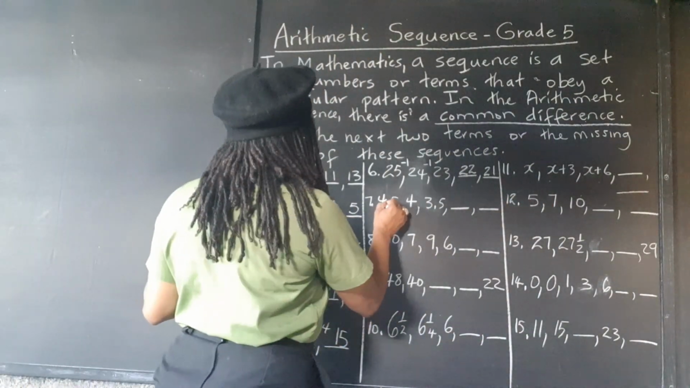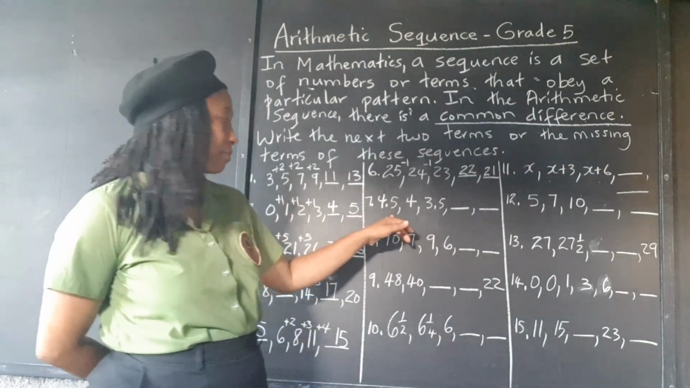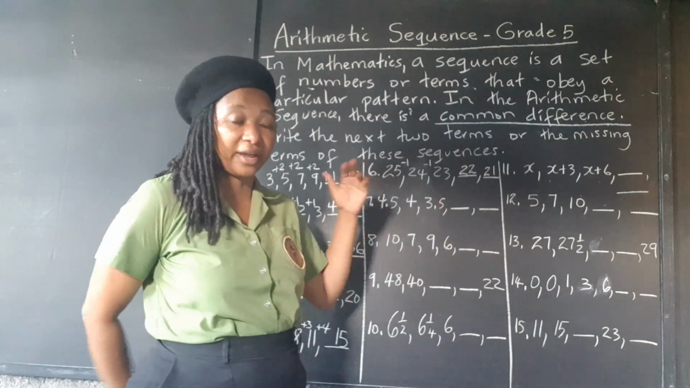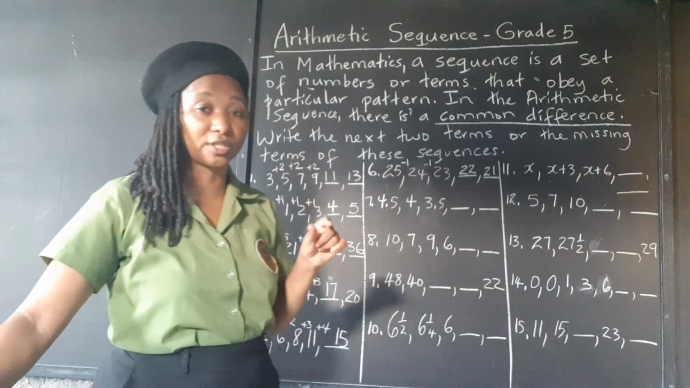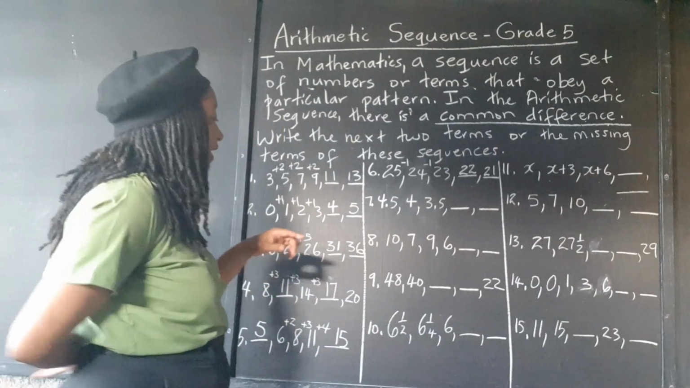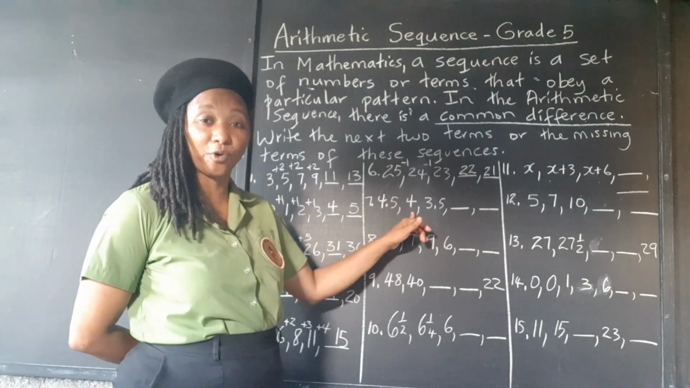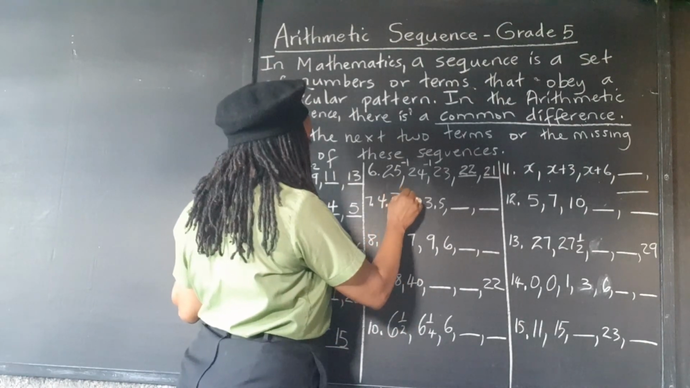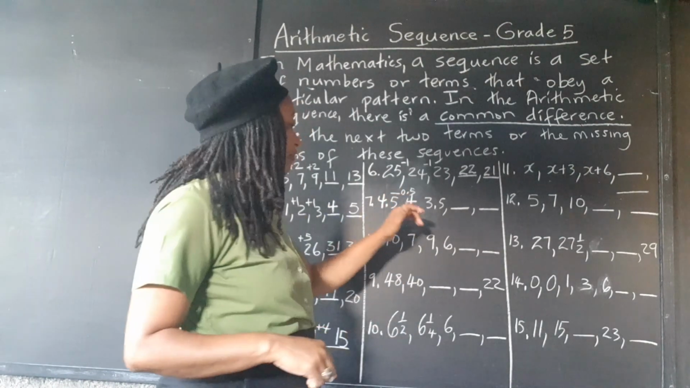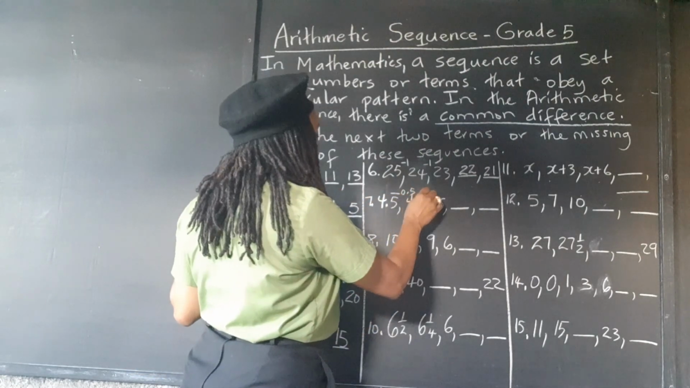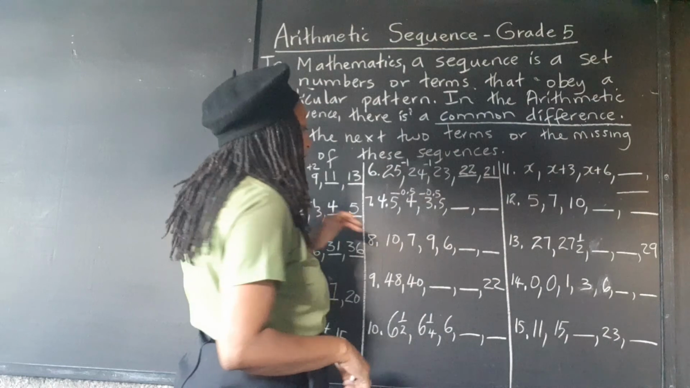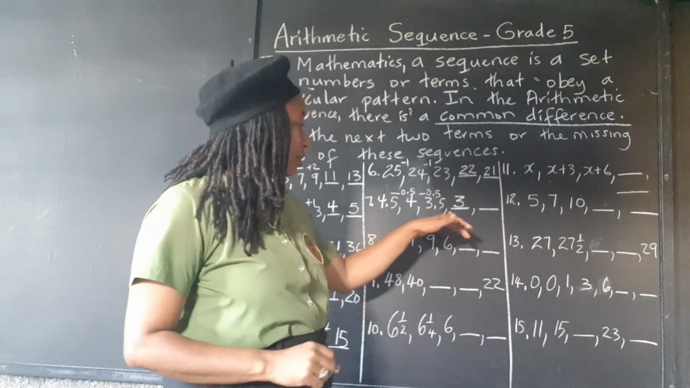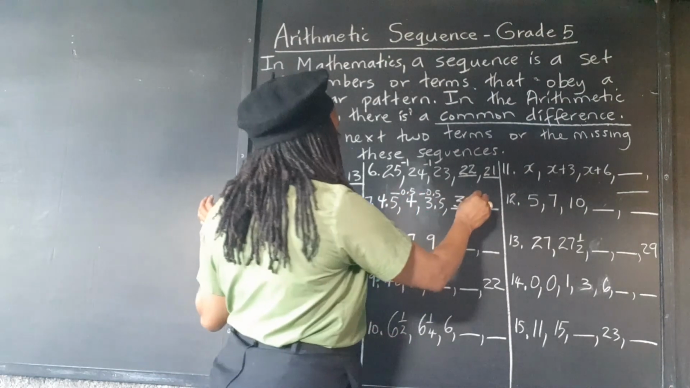Alright, so here we have 4.5, then 4, then 3.5. They're getting less, the numbers are getting smaller, we're subtracting something each time. What did we take from 4.5 to get 4? We subtracted 0.5, right? From 4 to 3.5, we also subtracted 0.5. So we need to take 0.5 from 3.5 and we would get 3. And if we took 0.5 from 3, we would get 2.5.